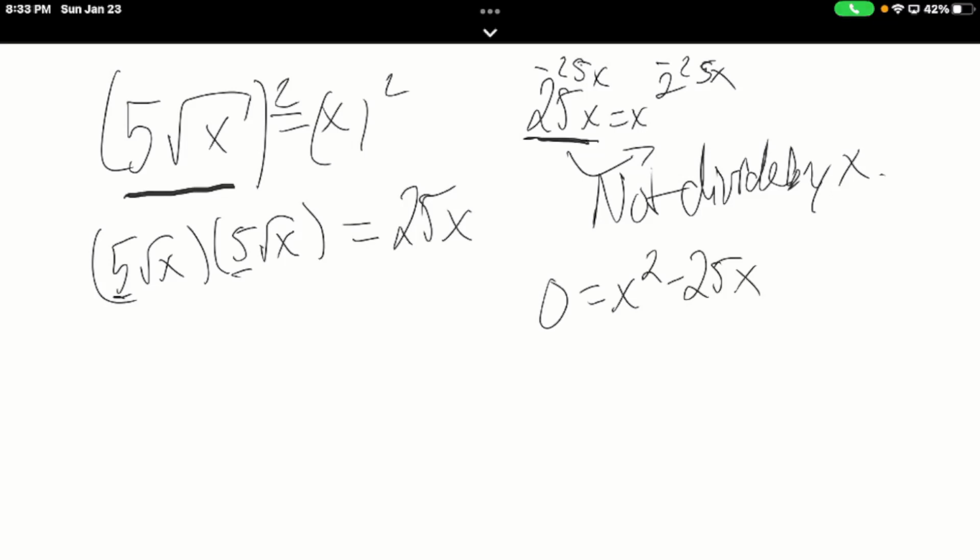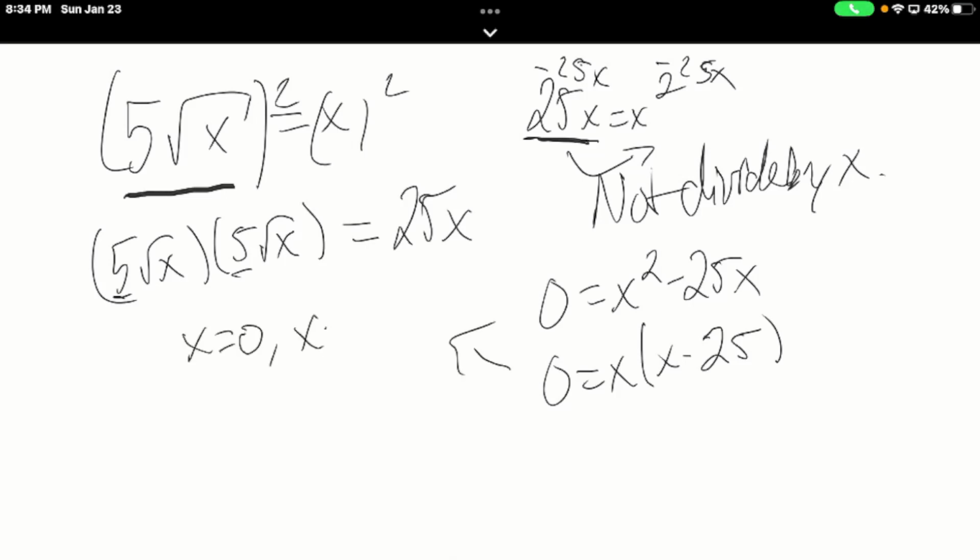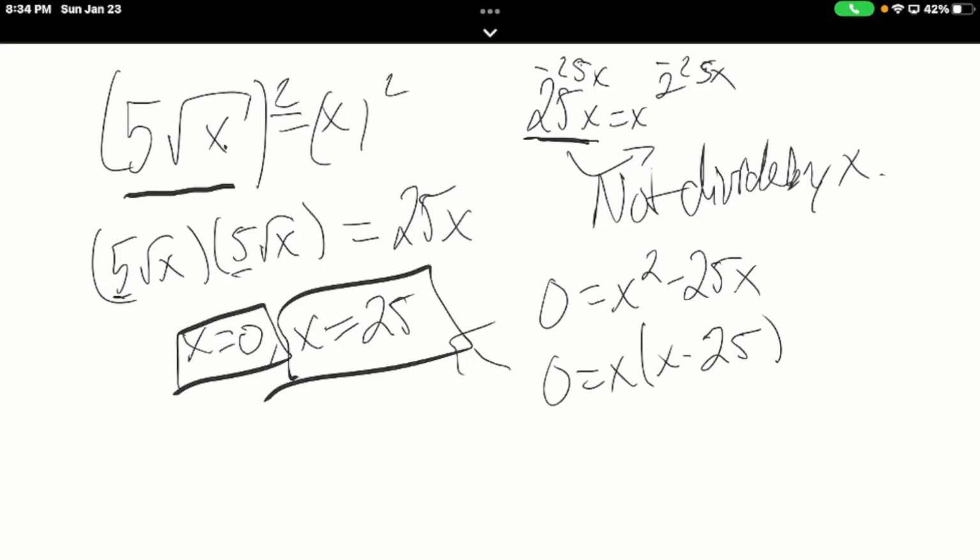Now I'm going to take out a GCF. I can factor this, right? I could take out an x. I get x times x minus 25. Setting both of those factors equal to 0, I get x equals 0 and x equals 25. Both of these end up working. So 0 works. The square root of 0 is 0, times 5 is 0, so 0 equals 0 is fantastic. 25, let's see what happens when I plug that in. The square root of 25 is 5, times 5 is 25, and that's equal to 25. So they both work. There's no extraneous solution here.